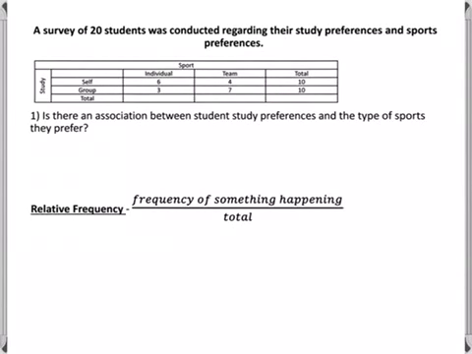A survey of 20 students was conducted regarding their study preferences and sports preferences. So we want to complete this two-way frequency table just by filling in the bottom row for total. So we've got 9 individuals here, we've got 11 here, and then 20 here. And so the question says, is there an association between student study preferences and types of sports they prefer?